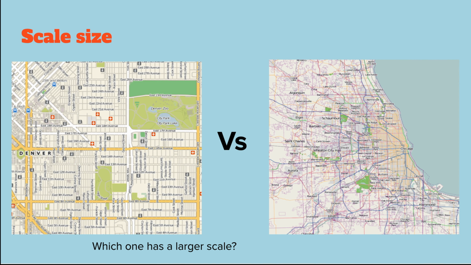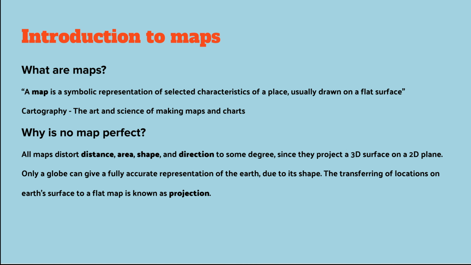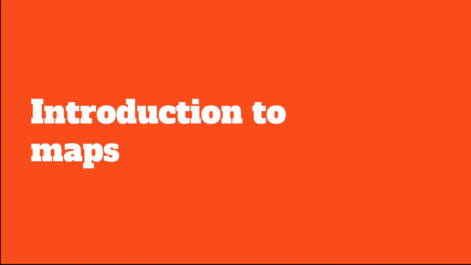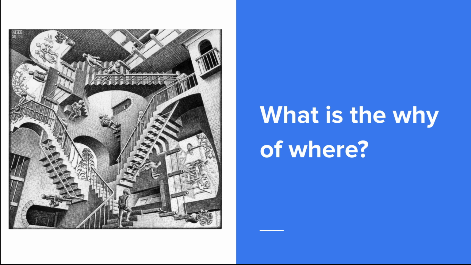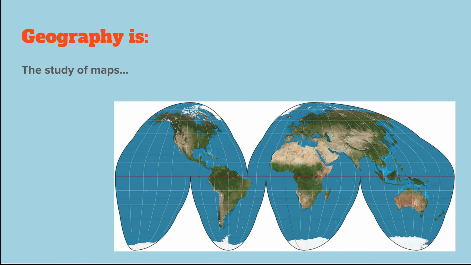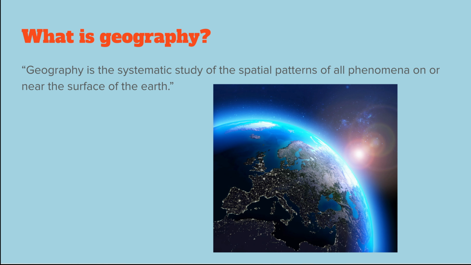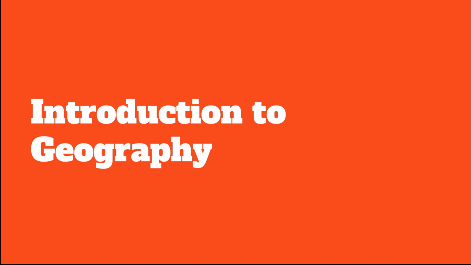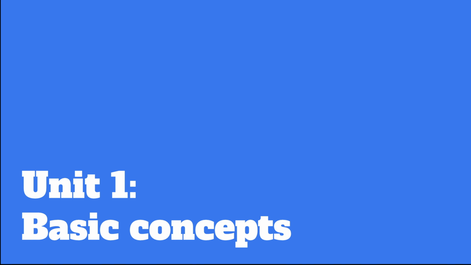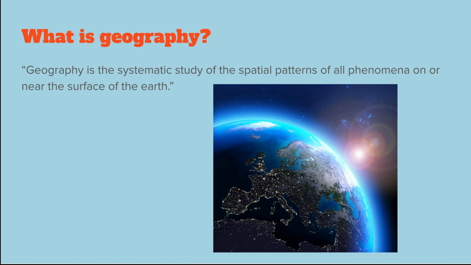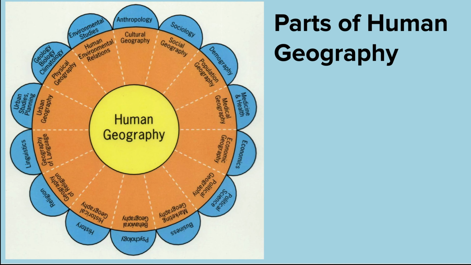Before that, we looked at maps, various kinds of maps, parts of a map, what are maps. That was an introduction to maps, and we also looked at the difference between human and physical geography, what geography really is. So pretty much that was an introduction to geography, which encompasses the first unit, which represents the basic concepts in geography.